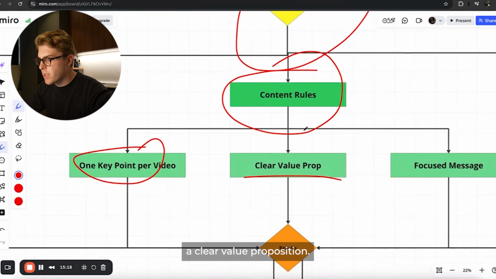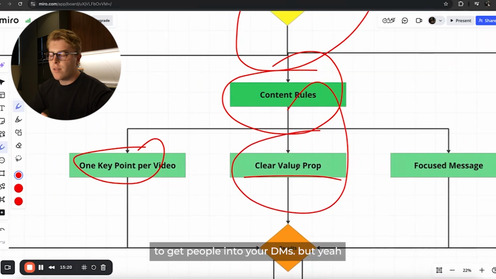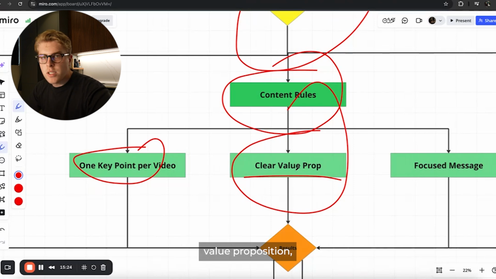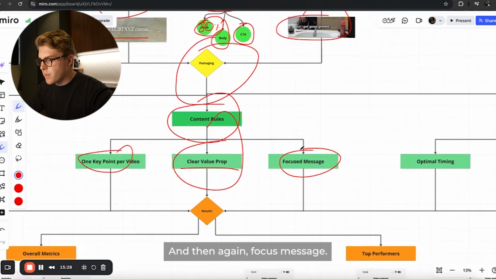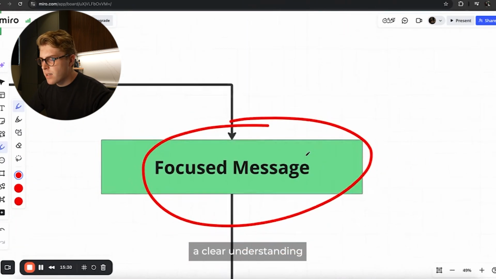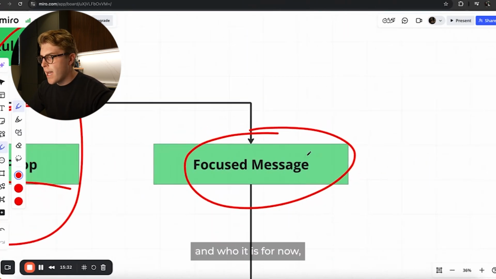A clear value proposition. This is only when you really want to try to get people into your DMs. But yeah, if you have a clear value proposition, it will be easier for people to convert into a follower. And then again, focus message. Make sure you have a clear understanding of what you're going to say in the video and who it is for.